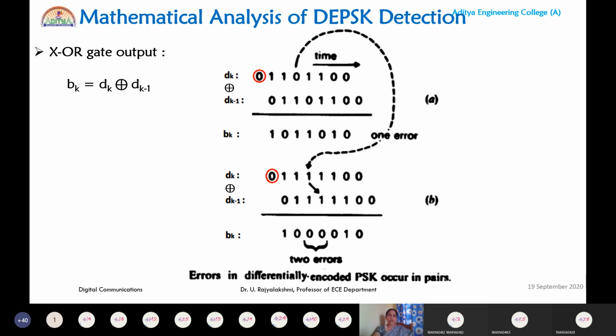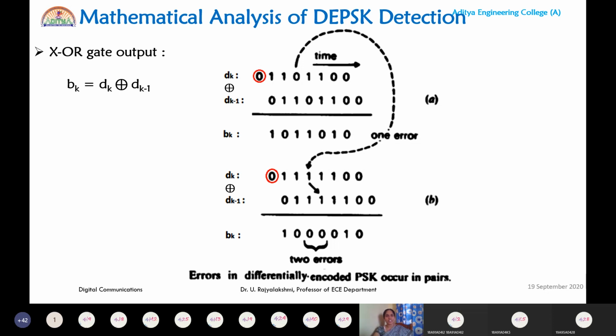What is the XOR gate output at the receiver? This is the output of the differential decoder. Here the differential decoder uses an XOR gate. So BK is DK XOR DK minus 1. For example, take DK, the reconstructed decision device output. What is DK? The output of the decision device at the receiver.